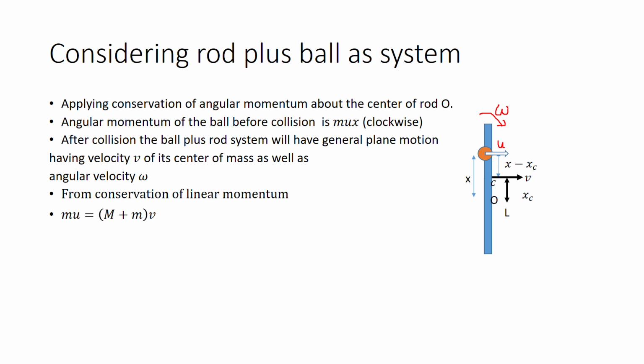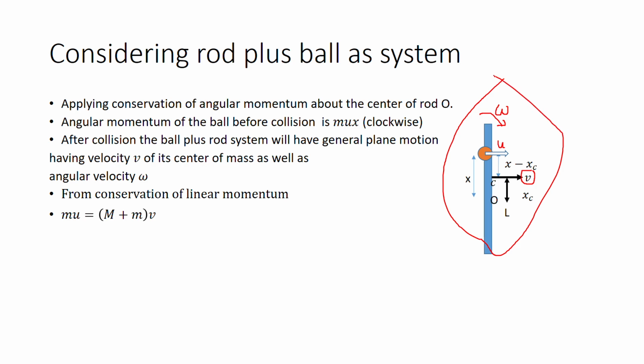So first, when we apply the conservation of linear momentum, which is generally given in our textbook, mu equals capital M plus small m into v. This v is the velocity of the center of mass of this entire system. The entire system is ball plus rod as a system.